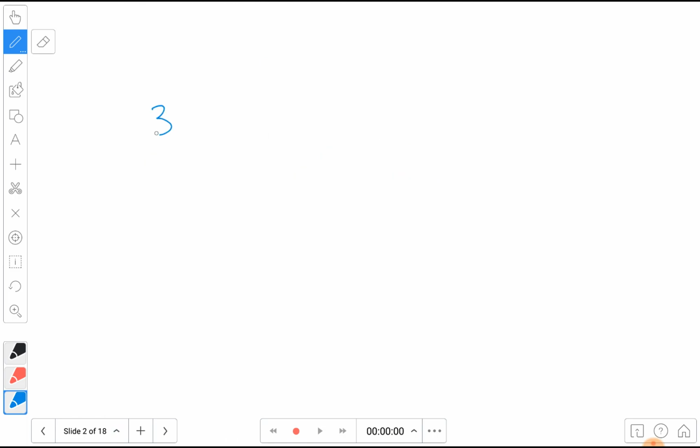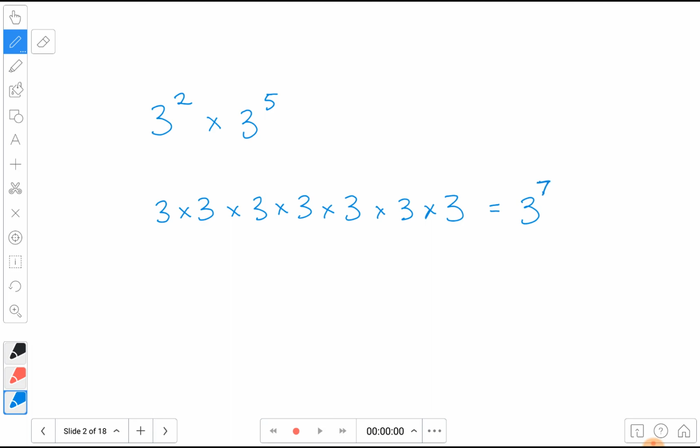3 squared, and we're going to multiply that by 3 to the power of 5. Okay, so we're just going to write this whole thing out. So it's 3 times 3, right, because that's that number there. And 3 times itself 5 times. 3 times, 4 times, 5 times. Okay, so we count them all. 1, 2, 3, 4, 5, 6, 7. All right, so that's 3 times itself 7 times, or 3 to the power of 7.